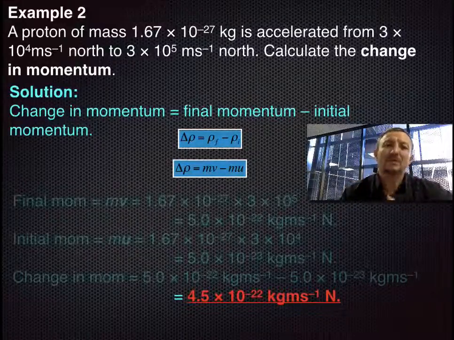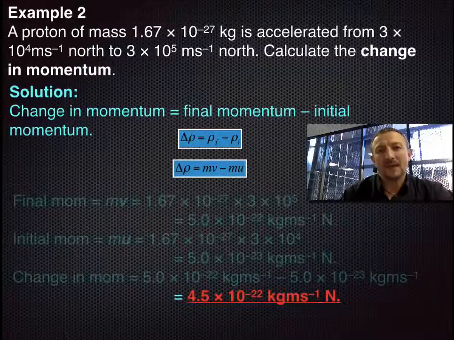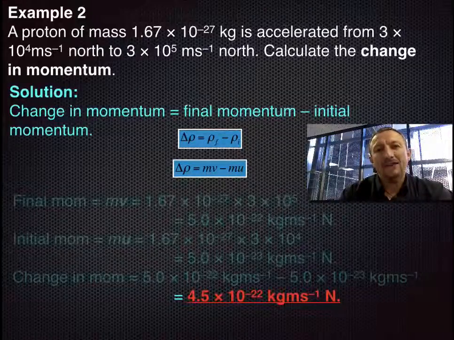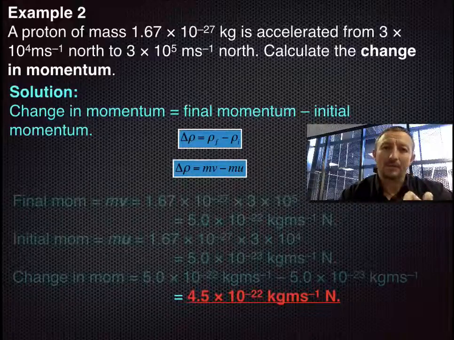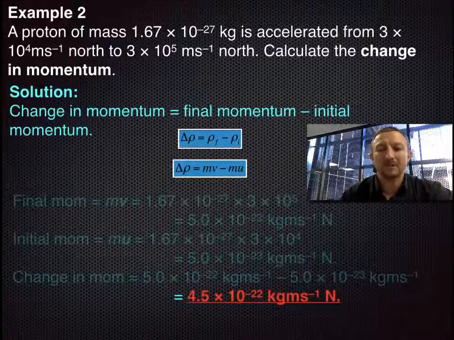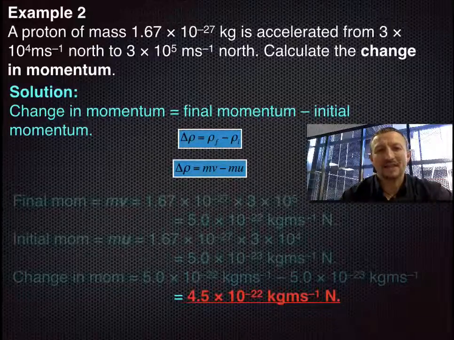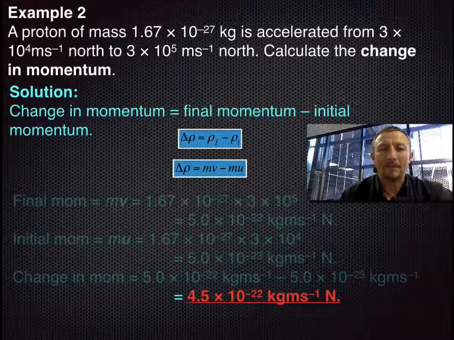If we were looking at two-dimensional directions, then what we would do is use a right angle triangle and use Pythagoras and trigonometry. And instead of it just being velocity, we do it as momentum. So it's exactly the same as we've done before. But we'll cover that two-dimensional aspect later on. For now, just concentrate on momentum and change in momentum.